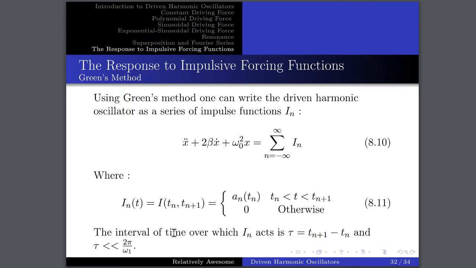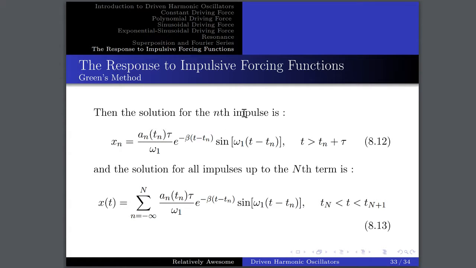The interval of time which I sub n acts is tau, equal to t sub n plus 1 minus t sub n, and since tau is much smaller than 2 pi over omega 1, then the solution for the nth impulse is the following, at t greater than t sub n plus tau, and the solution for all impulses up to the capital nth term is as follows, for t sub capital M, from the interval of t of capital M, n, and t of n.